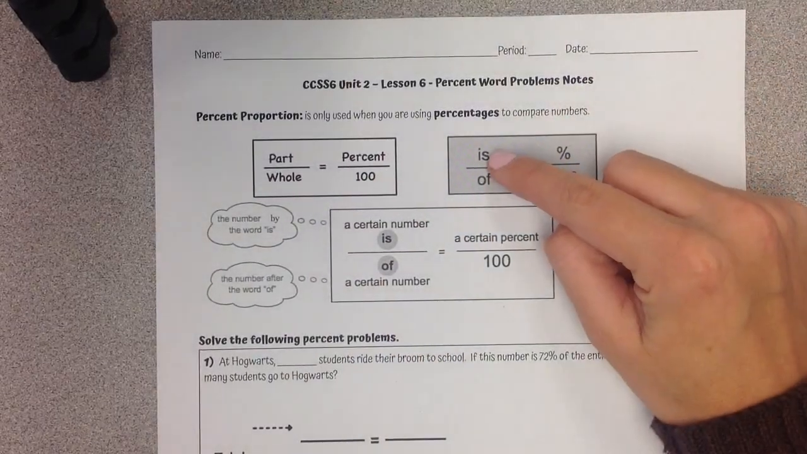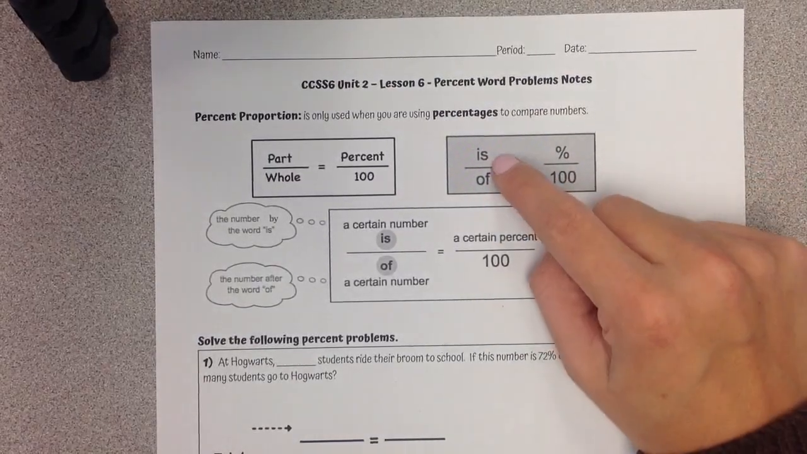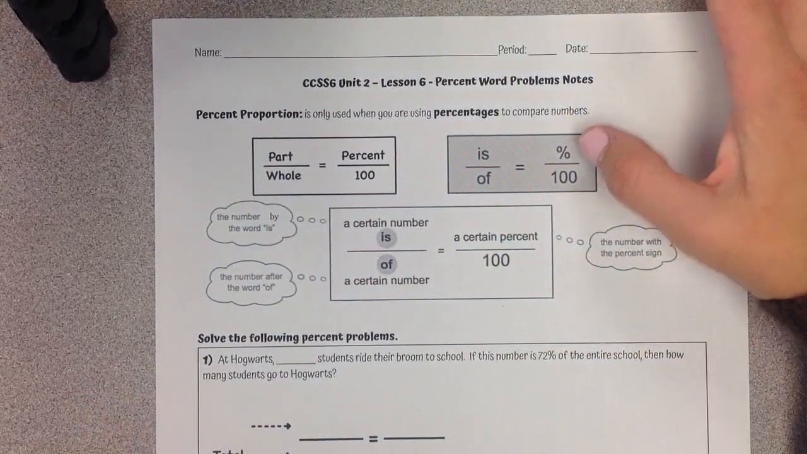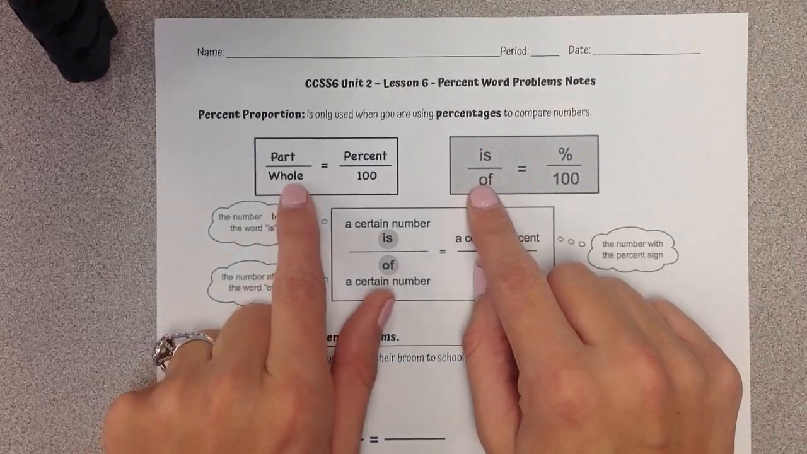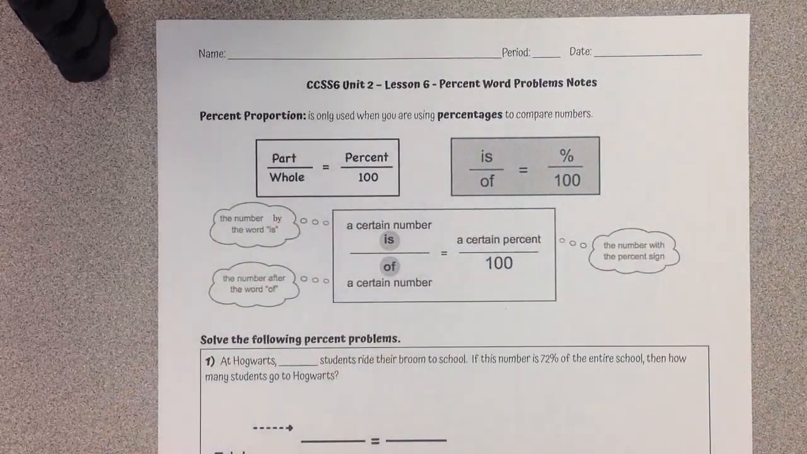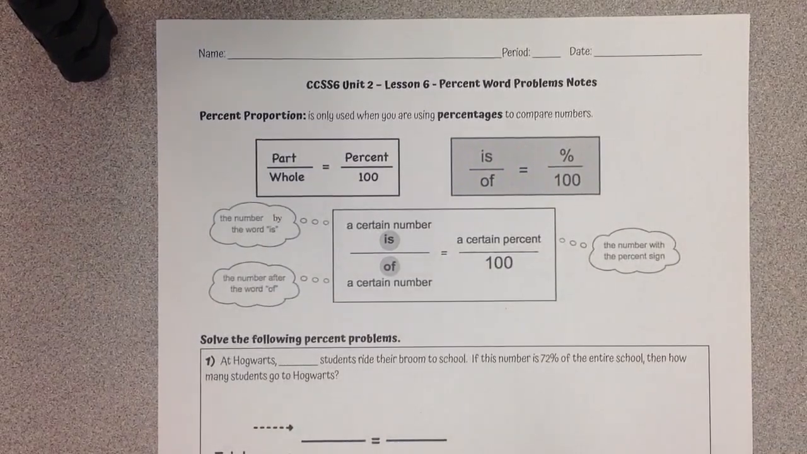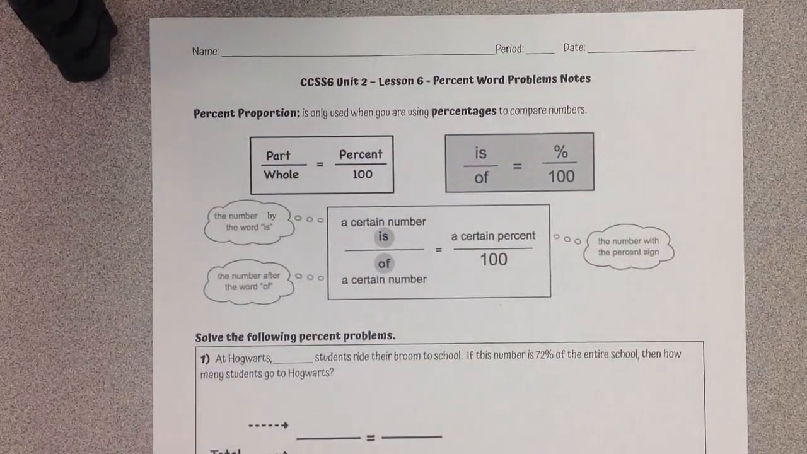So some clue words: is over of equals a percent out of 100, because is clues you into the part, of clues you into the whole. Remember that I think it's easiest to start with the percent, then go to the whole, because the whole always comes after that word of, and then is. It might look a little bit different with word problems. You also want to look at what in the problem is talking about the total. That's going to clue you into the whole.